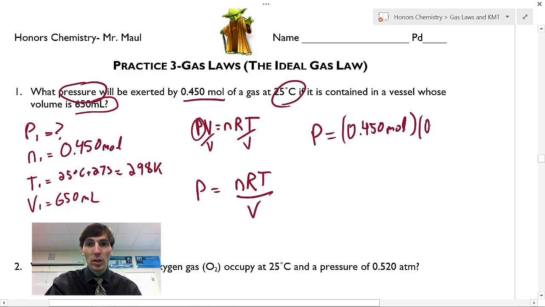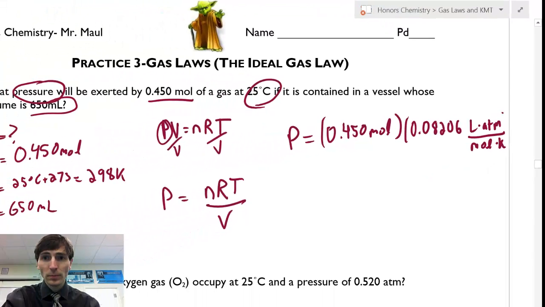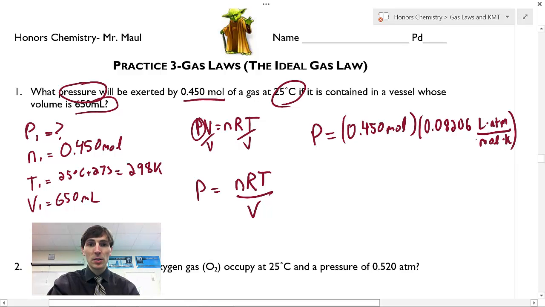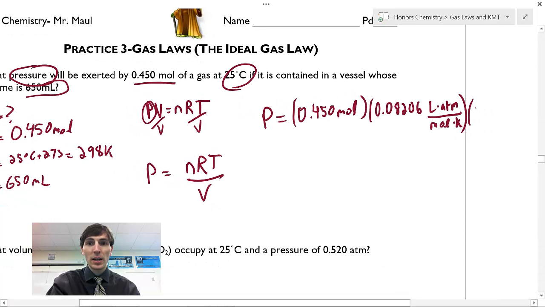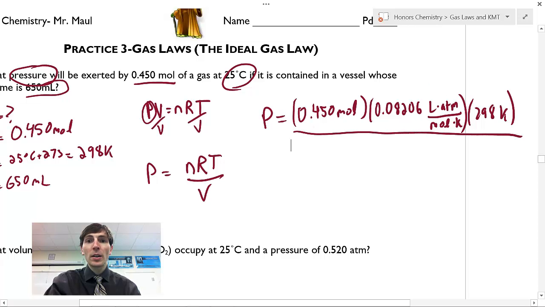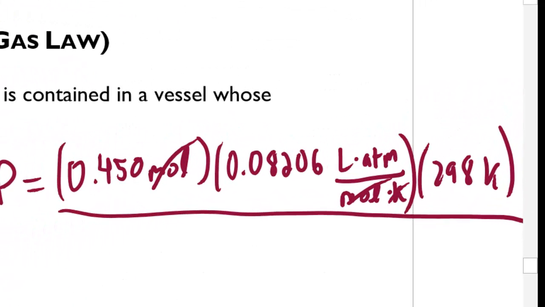I'm going to use atm just because I'm comfortable in atmospheres as an easy one. So I'm going to go ahead and use 0.08206, and then the units on this gas constant are liters times atm over moles times K. I'm putting on my units because we're going to see what happens to those in a second. And that's all nR. Now we need temperature, which was 298 K. And we divide that all by the volume. Now here's the problem. Looking at my units so far, moles cancel. K in the numerator cancels with this K. So now I have liters on top and atm on top.